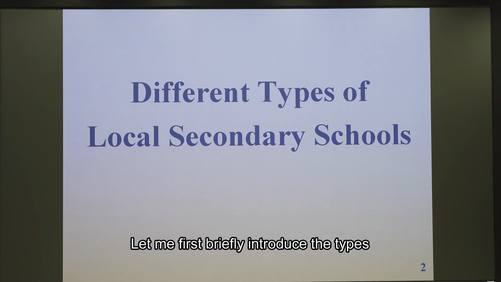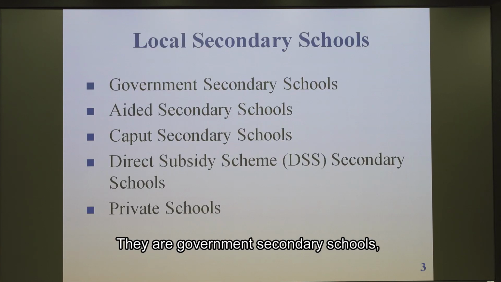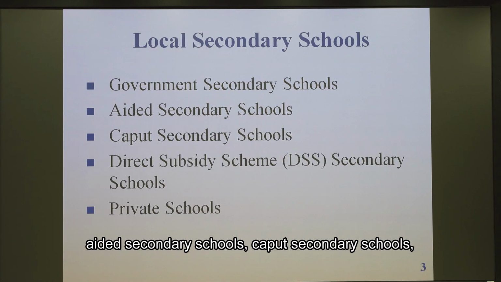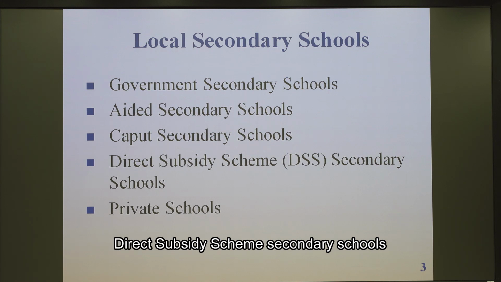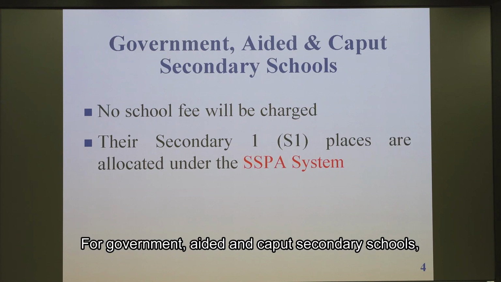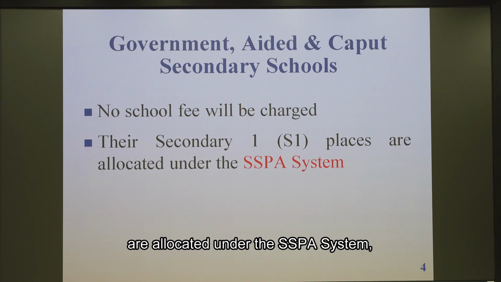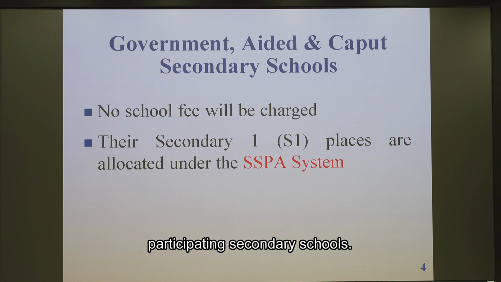Let me first briefly introduce the types of local secondary schools in Hong Kong. They are government secondary schools, aided secondary schools, caput secondary schools, direct subsidy scheme secondary schools, or in short, DSS secondary schools, and private schools. For government, aided and caput secondary schools, no school fee will be charged. Their secondary 1 places, S1 places, are allocated under the SSPA system, so they are called participating secondary schools.